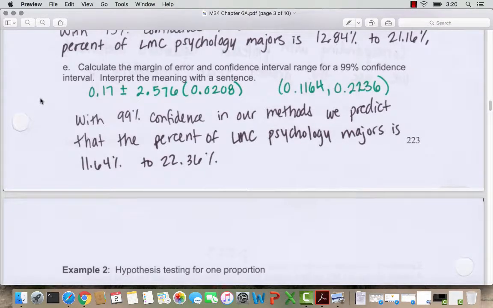Here in part E, we're constructing a 99% confidence interval. Notice that the Z star here is now 2.576, and we're going to multiply that by the same standard error, so the standard error doesn't change. The margin of error is now bigger because as we go up to 99% confidence, we need a wider interval. So you see we get a lower lower bound and a higher upper bound because we're more confident in our results, so we need to have more room for possible results. With 99% confidence in our methods, we predict that the percent of LMC psychology majors is 11.64% to 22.36%.